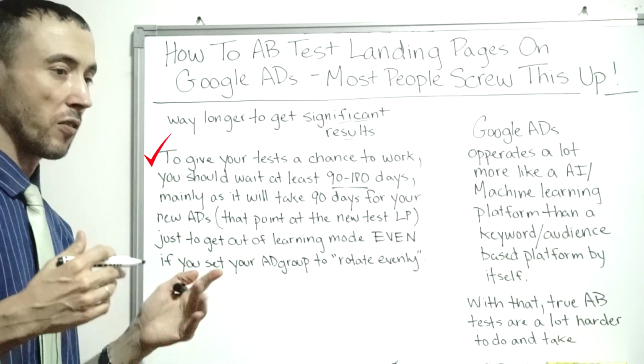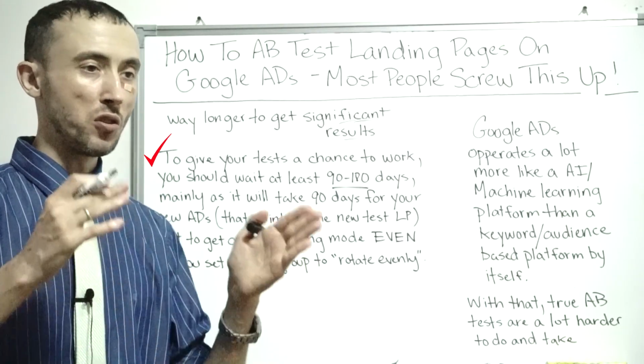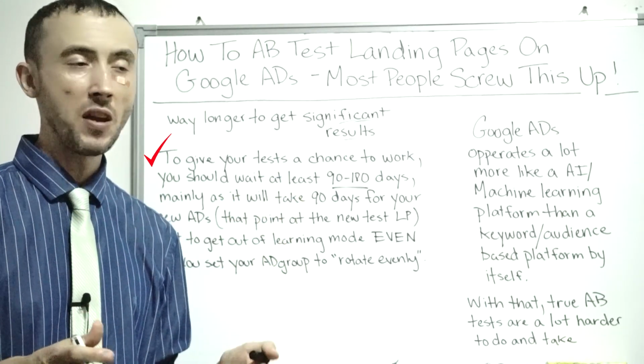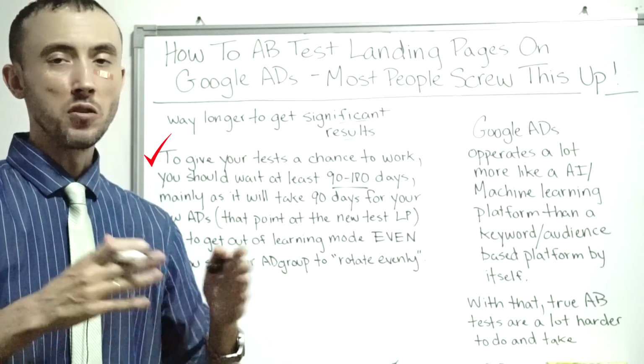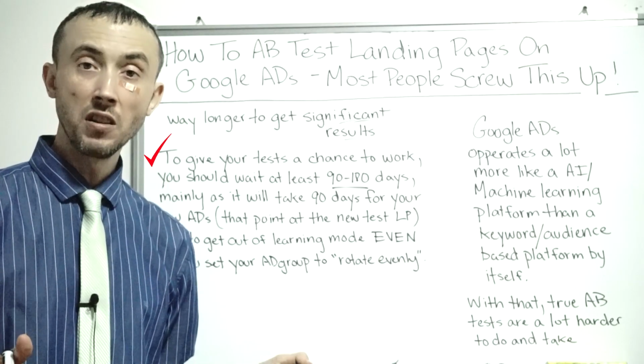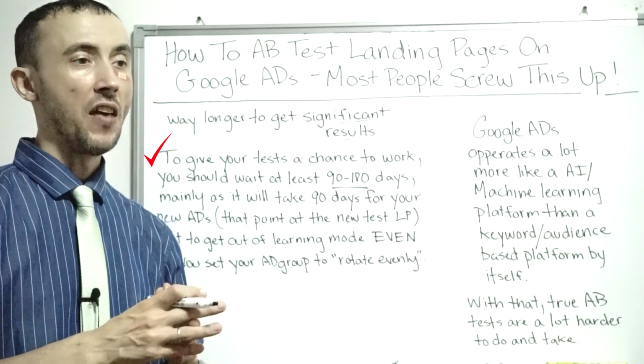So again, fundamentally, things haven't changed. You just test it, an A/B test on a landing page. You set up a new ad within the ad group, send that new ad to the new landing page. You set up the ad group to rotate evenly in the ad group settings, and then you wait.